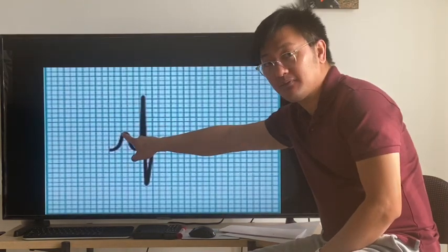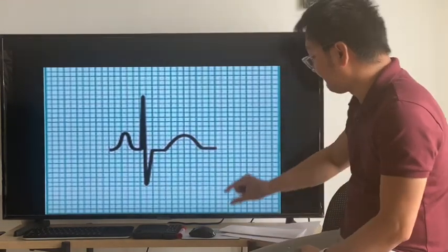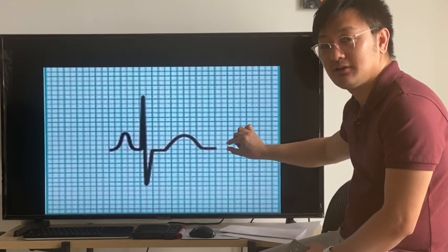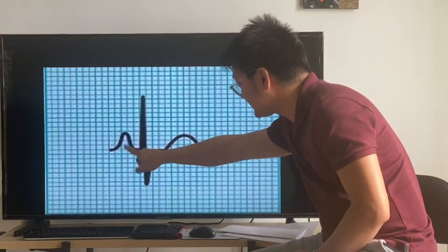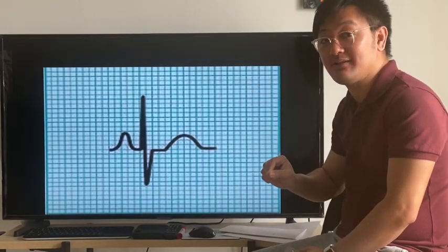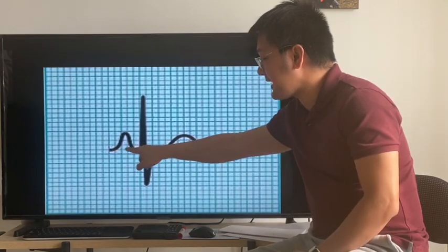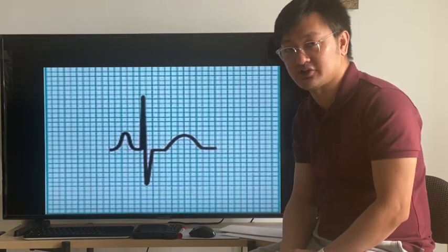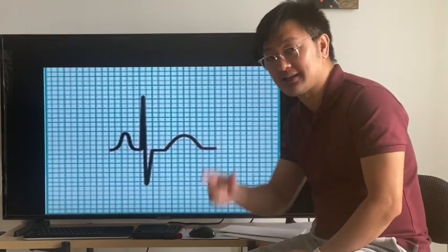Now look. This is your P wave, QRST. Remember what I told you? One small box is 1 millimeter. Normally in V1, you can barely see the P wave. But if in your V1 the height of your P wave is equal to or greater than 2 millimeters, in short, how many boxes would that be? 2 or more boxes in height.